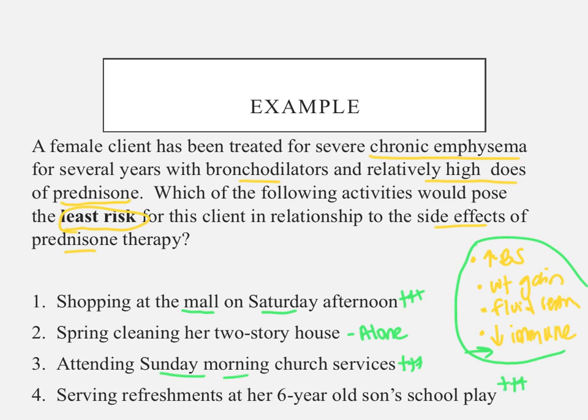So do you see how these answer choices here are similar? These three. This is the only one where she's by herself. So what would be the least risk? Well, if she's around all of these people at these places and she's taking an immunosuppressing drug, that puts her at risk for infection. So we would choose number 2, the one that's different. The others are similar distractors. So you would eliminate those and pick the one that's different.